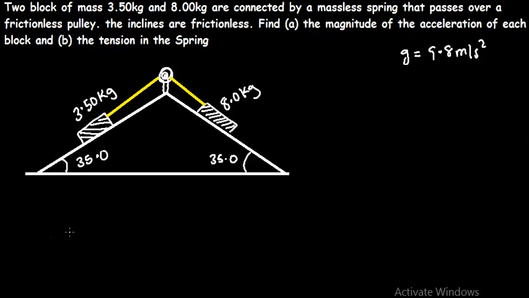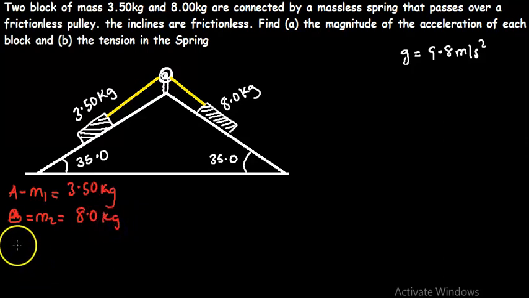So, let's dive in. Let's denote M1 to be A, the first mass of the block, which is 3.50 kg. And let's call M2 to be B, the second block, which is 8.0 kg. What we don't have is C, which is the acceleration of both of the blocks, because they are connected to each other by the same spring. So we don't know the acceleration. That is what we are asked to find.